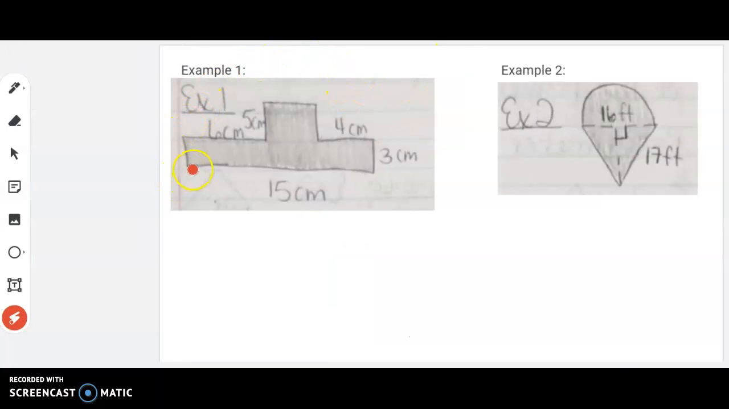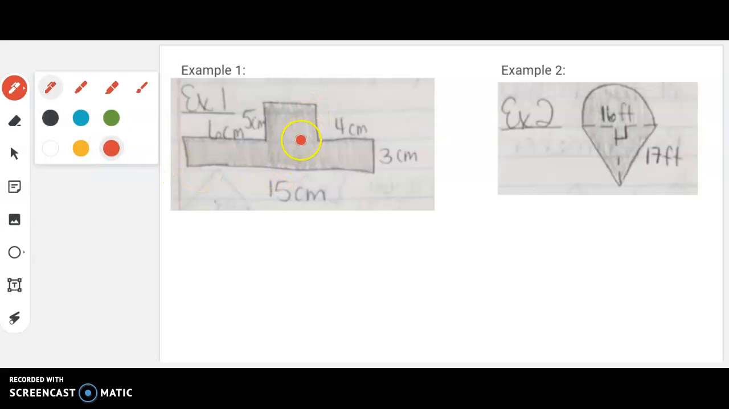So example 1 here, we have a really long rectangle and another rectangle on top. Let's see, I might cut that off here. So I'm going to do this rectangle, which is going to be a 3 by 15. But I need the length up here. I've got the side, it's 5, but I need the length.